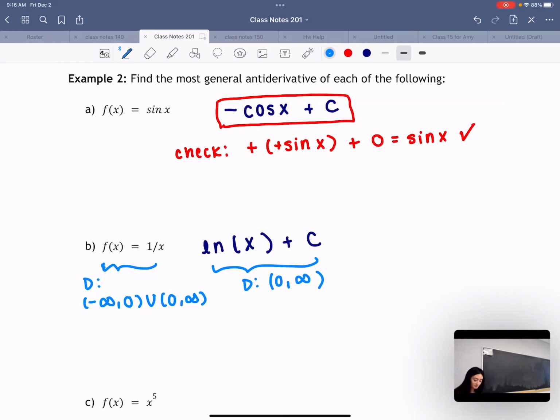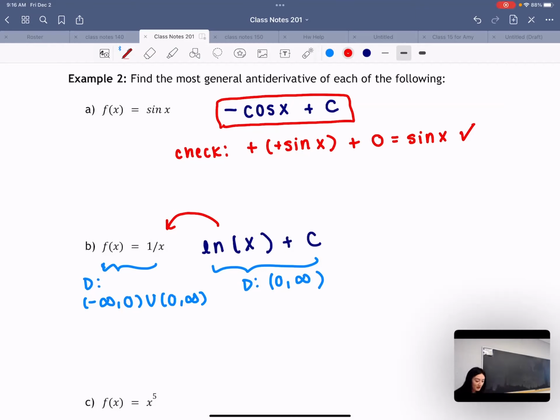Going from ln of x plus c to 1 over x, I basically take the derivative to get from ln of x to 1 over x. But the problem here is I can only plug in positive numbers to ln of x. So saying that the derivative is 1 over x, when the domain of the derivative is more than what I can plug into the original function, is kind of weird.